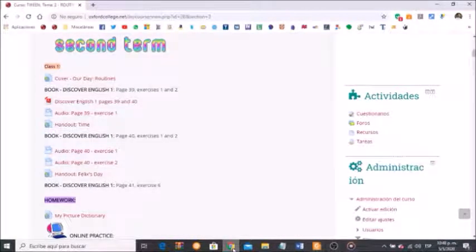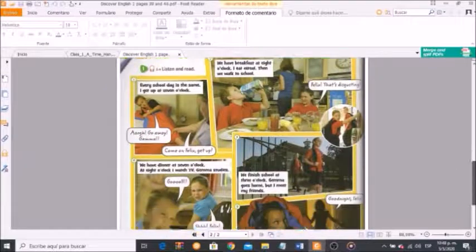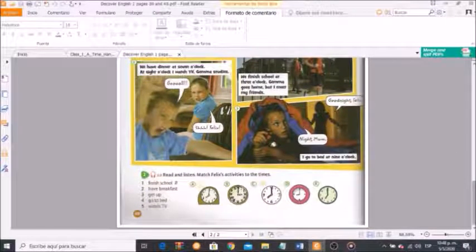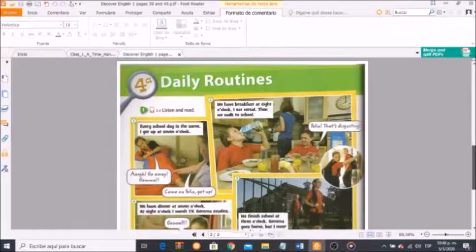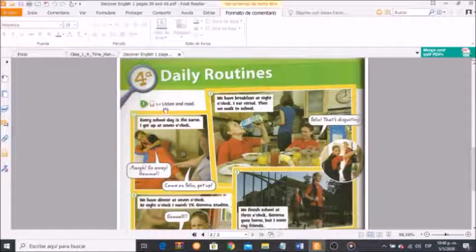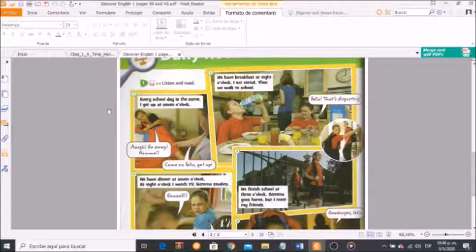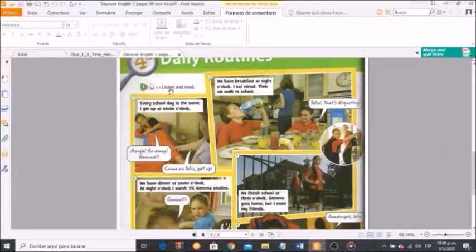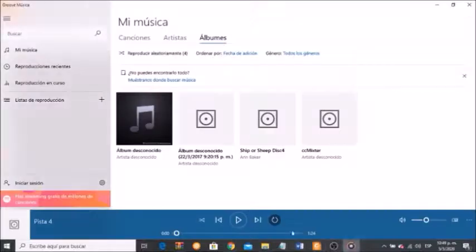Okay, now let's keep working with your books. This time page 40. So this is the page number 40. And we are going to do exercise 1. It says listen and read. So we are going to listen to this story. And while you listen to this and you read it too, please pay attention to the time expressions. Entonces, vamos a escuchar esta historia y mientras también la siguen con la lectura, les voy a pedir que presten atención a las horas que se mencionan en la historia. Okay, so let's do this.